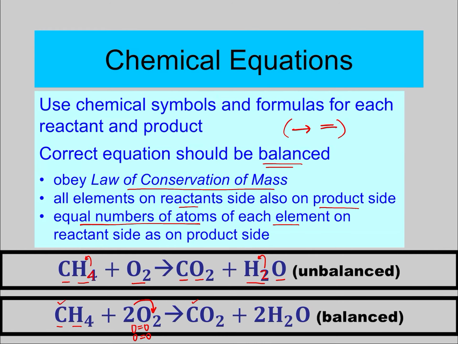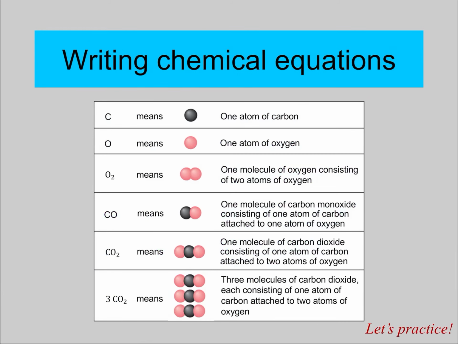I still have 2 with my carbon dioxide, but when I put a 2 in front of the water, this means I have 2 separate water molecules, which means I have 4 hydrogens and 2 oxygens, which then balances out my formula. But we're going to practice this, so make sure you go through and you practice.